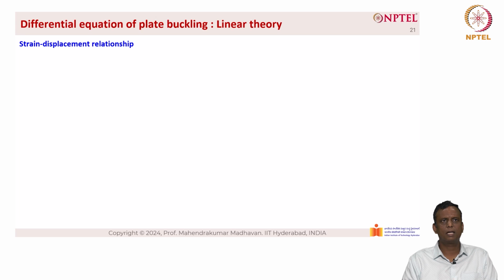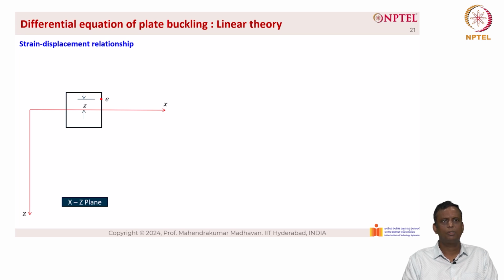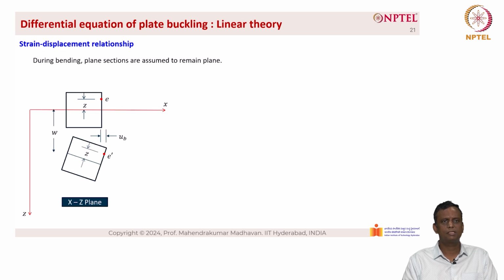Now let us look at the strain displacement relationship in the xz plane, which is given here. So we can see that the thickness of the plate direction is shown here. At the top it is z. Let's look at a point E at a distance z from the middle surface. During bending, the plane sections are assumed to remain plane. The displaced configuration is given here. It moves by a distance u sub b and by a distance w in the vertical direction. So the slope is given as dou w by dou x. The displacement u sub b of a point E located at a distance z above the middle surface is shown.